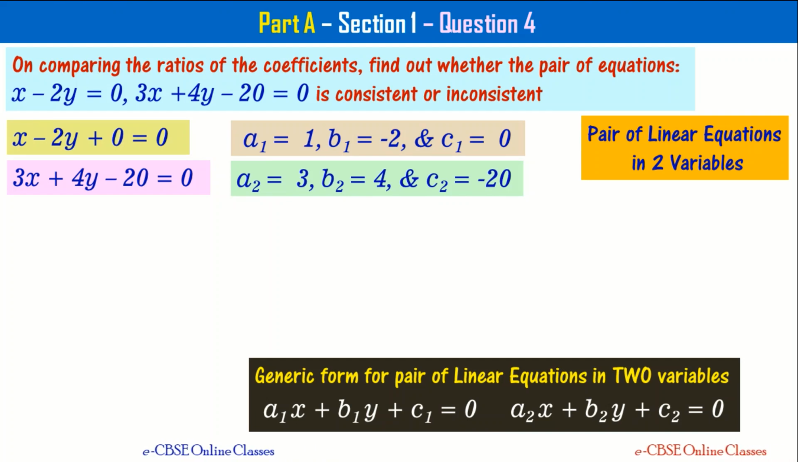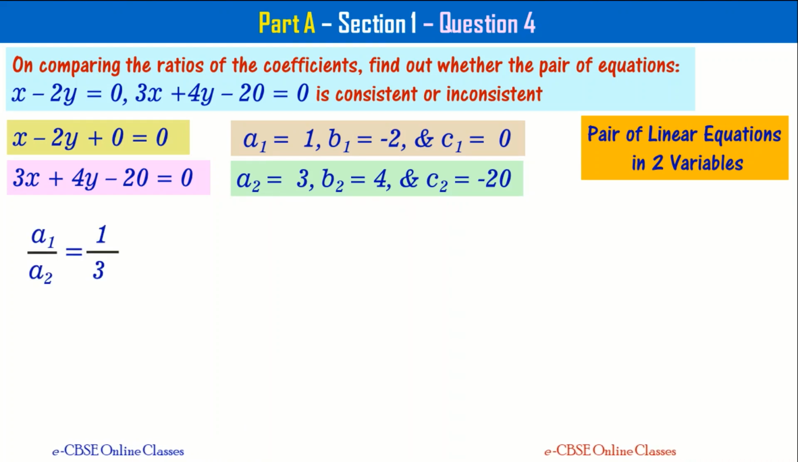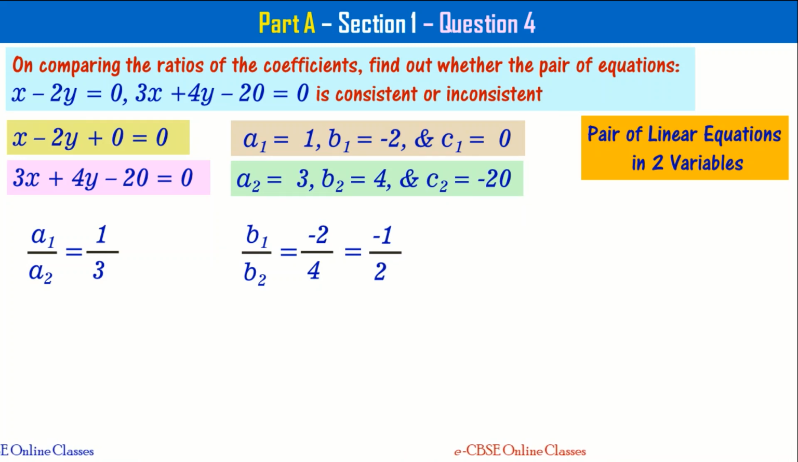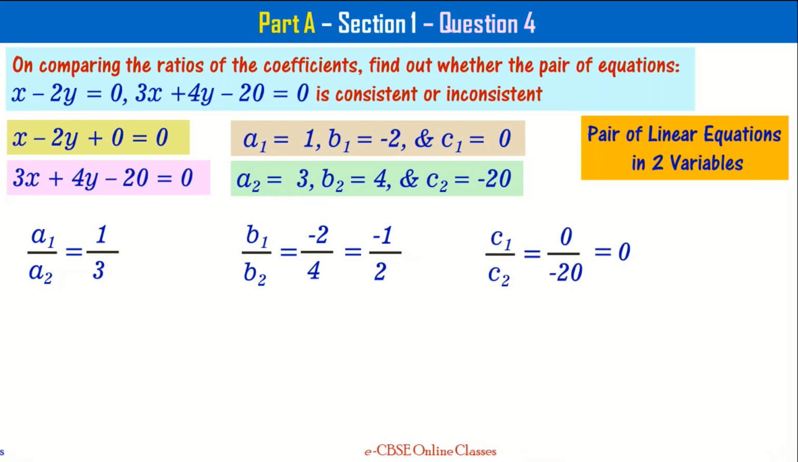Let's take ratios of these coefficients. a1 by a2 is 1 by 3, b1 by b2 is minus 1 by 2 and c1 by c2 is 0.